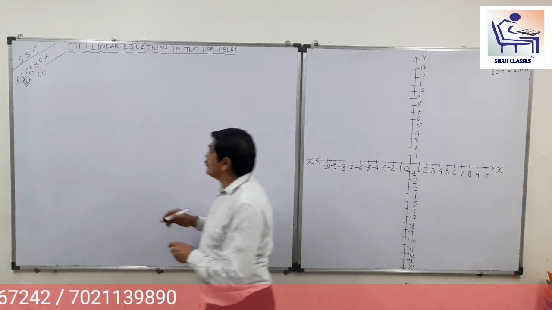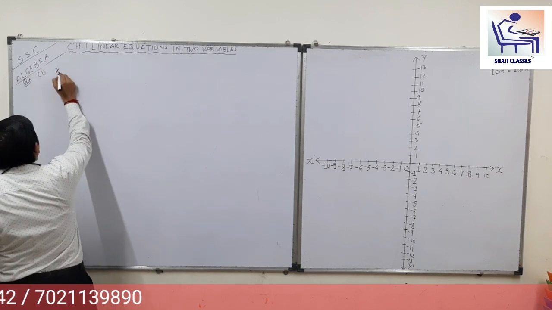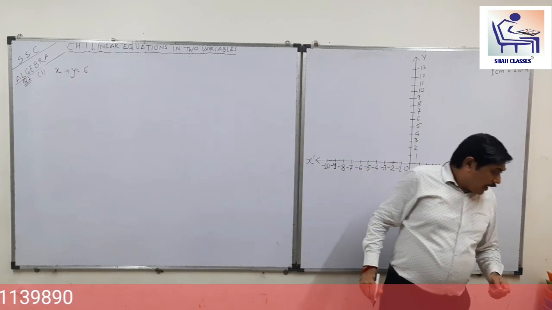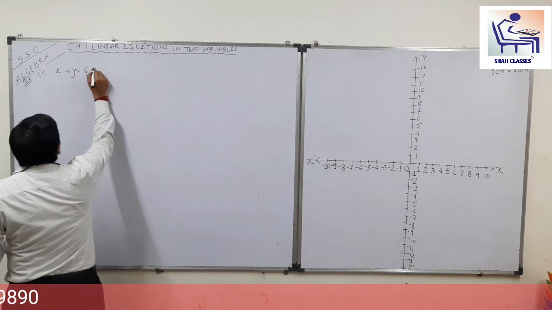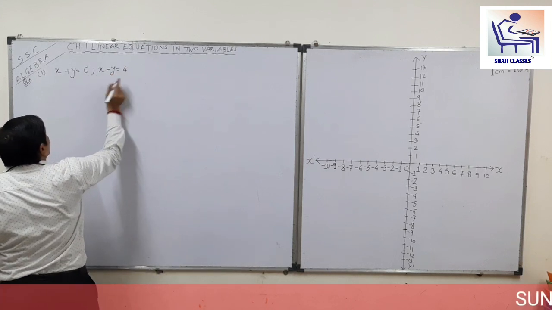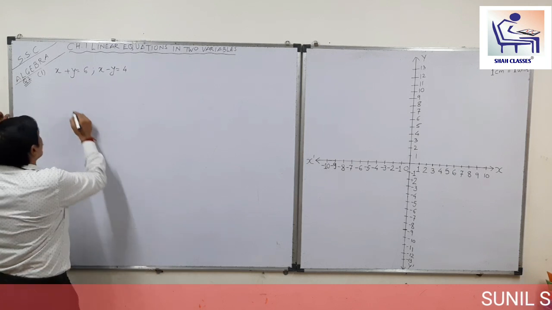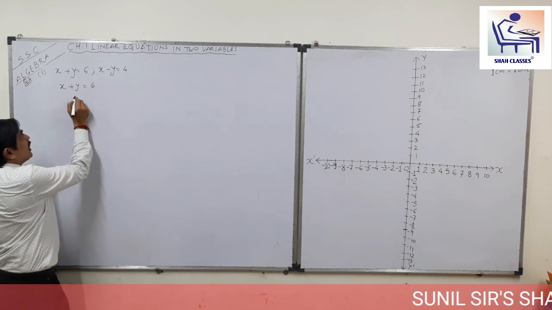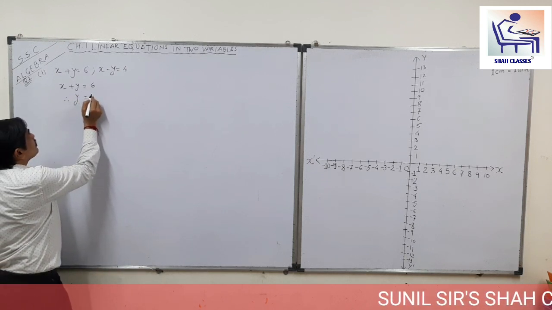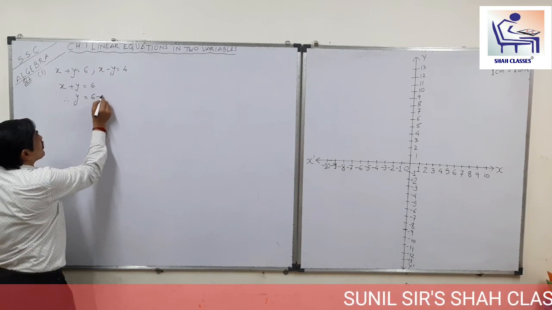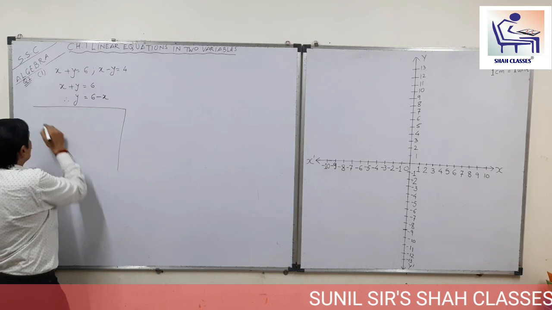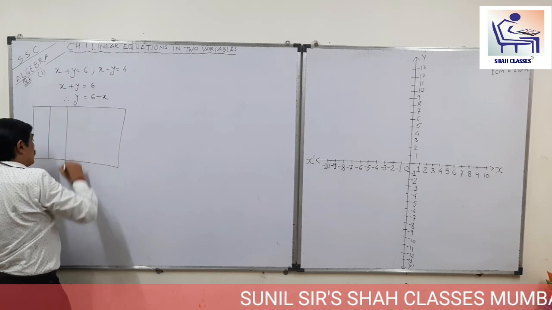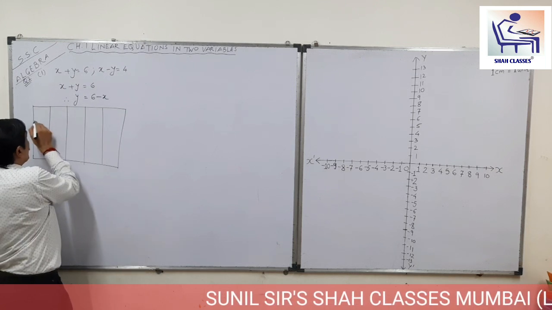The first question, in your question number 2, first question, is x plus y is equal to 6 and x minus y is equal to 4. This is your first question. These are the two equations. For this, we first write x plus y is equal to 6. First you find the value of y. So here y is equal to 6 minus x, and now you have to draw the table with 4 points which you have to assume.